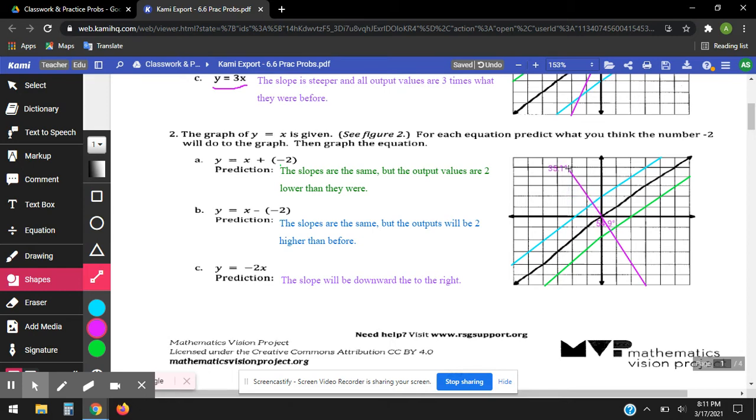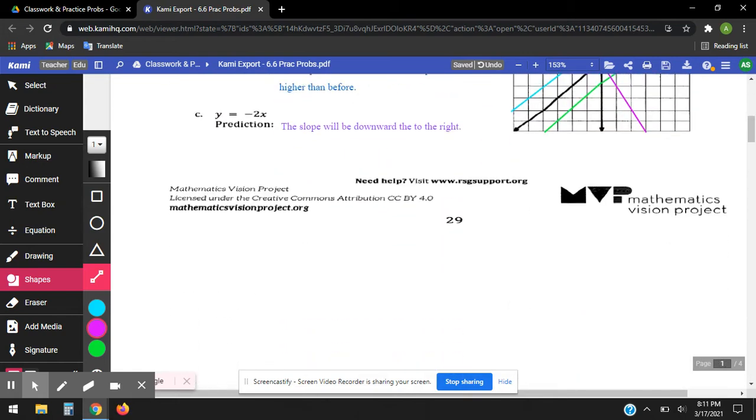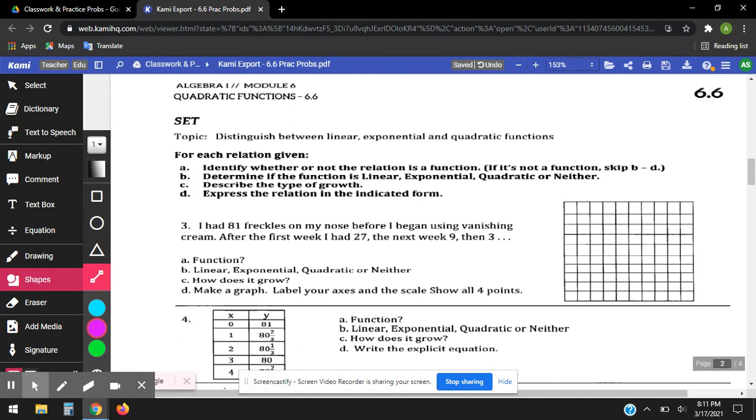Up 2 over 1, up 2 over 1. And so there it goes. It crosses the other direction, down to the right. I'm correct. Good deal. All right.